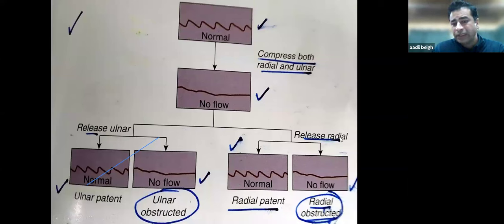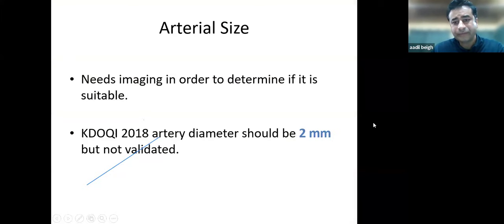And after doing the same thing, the compression of the radial artery and ulnar artery, again you release the radial artery, so there will be normal flow. That means the radial artery is patent. If there is no flow or less flow, that means the radial artery is obstructed.